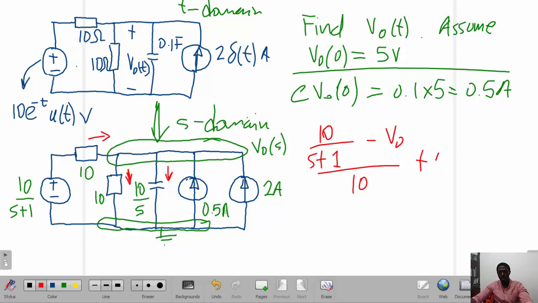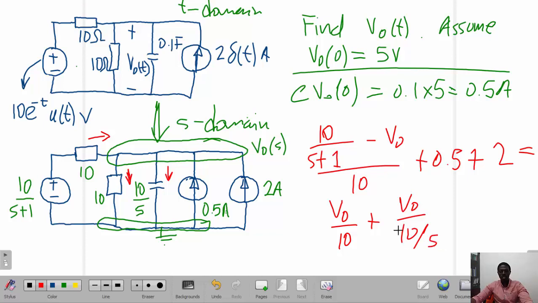In this case, we've got the 0.5 plus the 2 amp current, which must add. And this must be equal to the sum of currents leaving that same node. So in this case, what is leaving, we've got V0 over the resistance, which is 10, plus the current that is leaving here, which is V0 over 10 over S. And that's the current flowing through the capacitor.